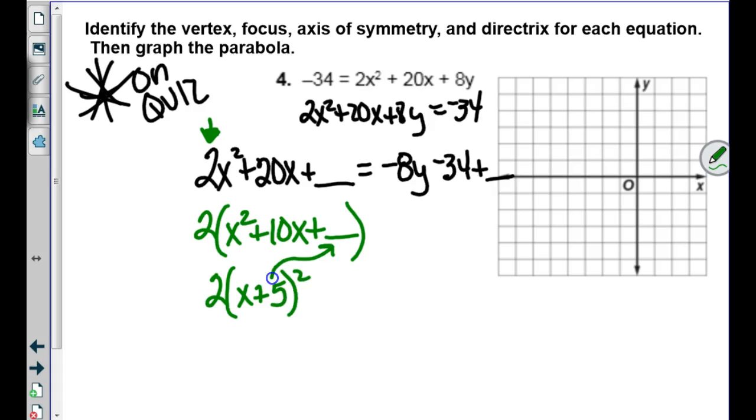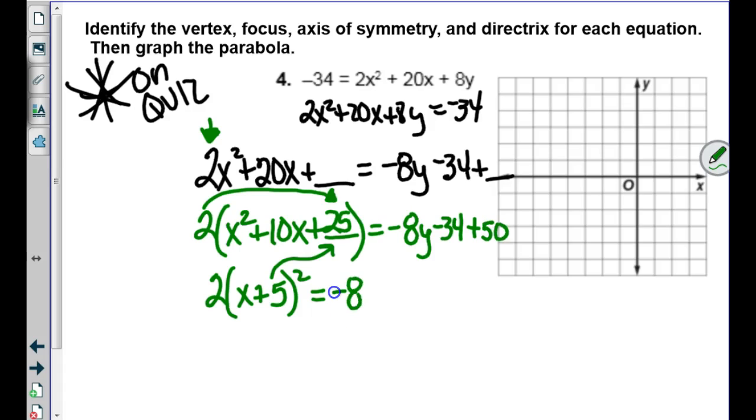And 5 squared makes this 25. But does anybody remember what happens to the other side? We don't just add 25. Because this 2 out here means we really added how much to this left side? 50. So we have to add 50 over here.